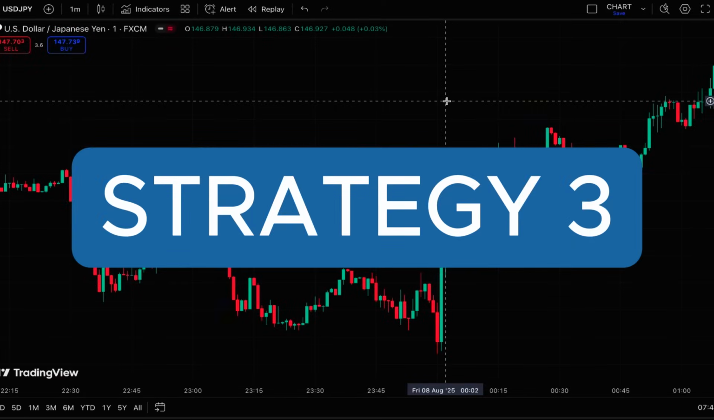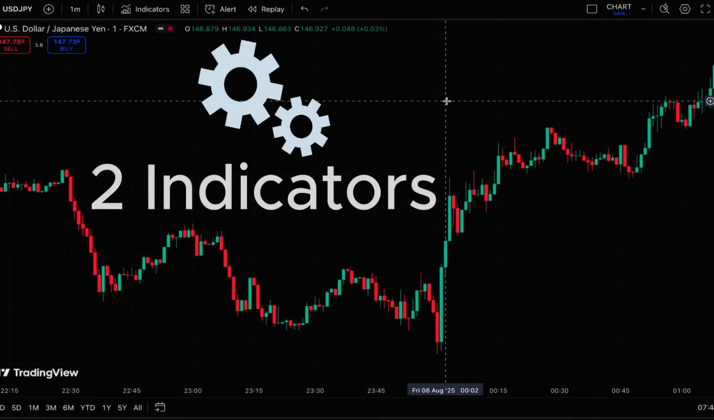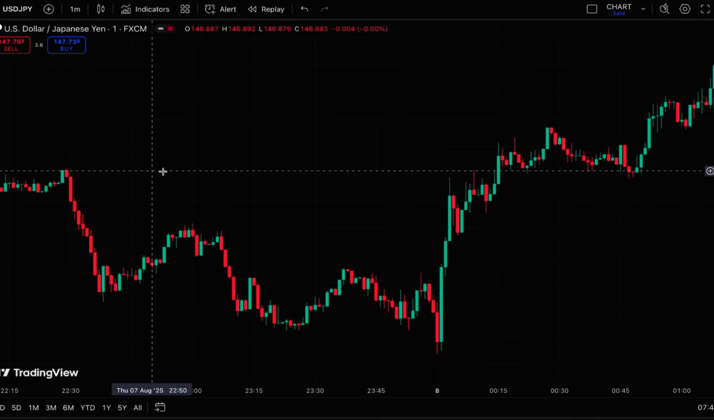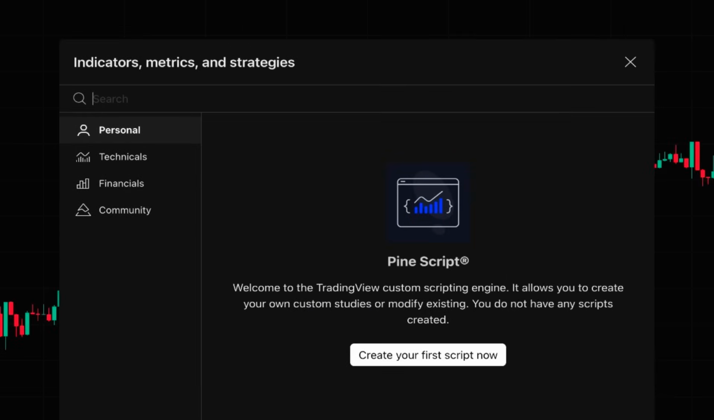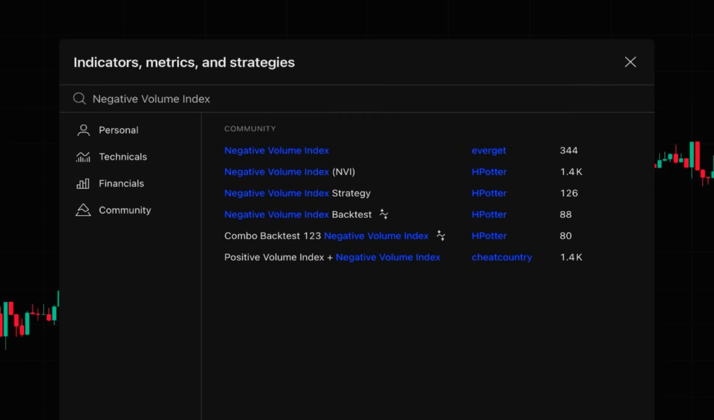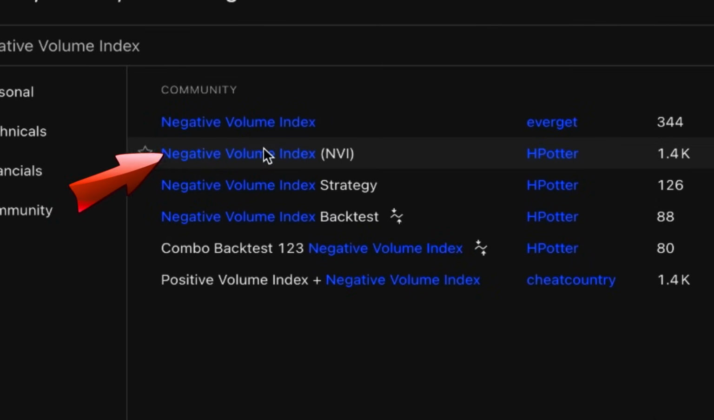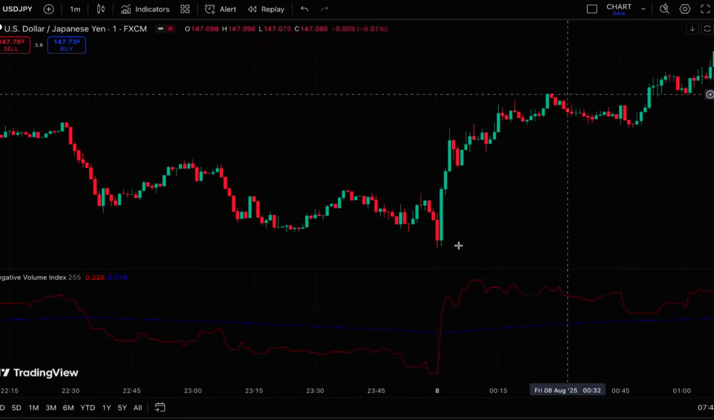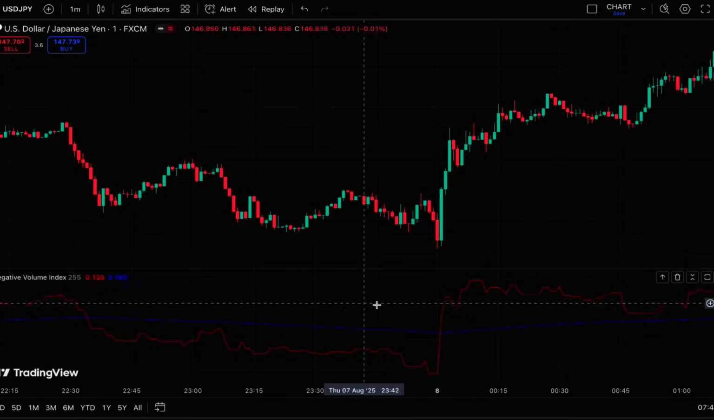Alright, now let me teach you the third trading strategy. In this trading strategy, we have two indicators. To add the first one, here we click on indicators and we search negative volume index. We add this one, which is written by H. Potter. Alright, this is the indicator, and as you can see, it's added here below the chart.